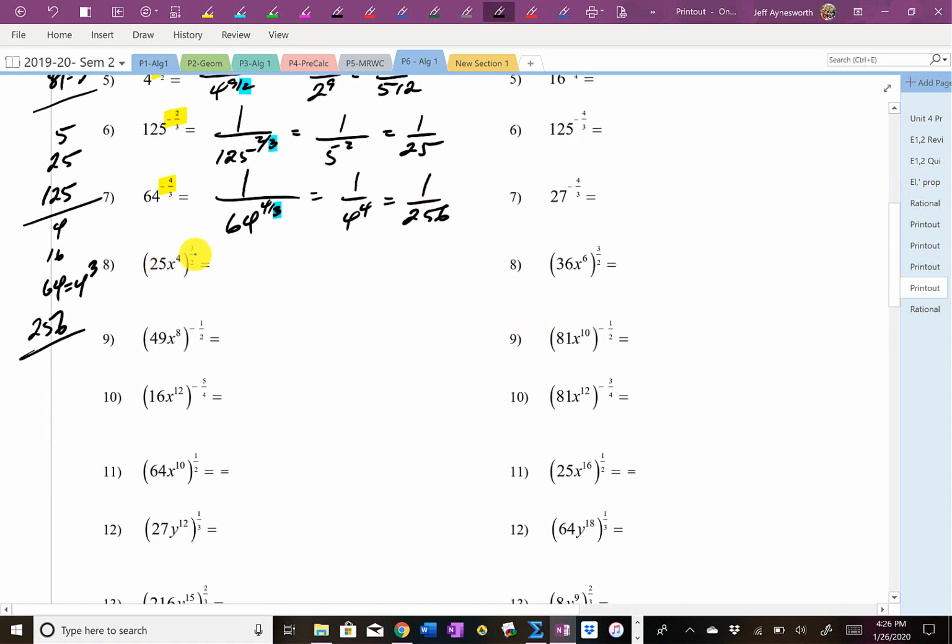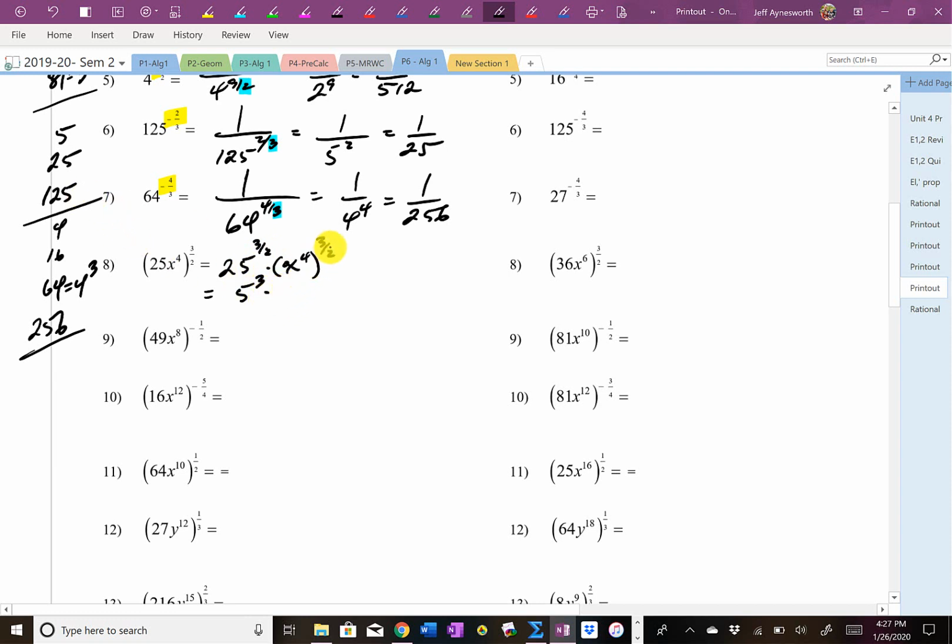On number 8, we got to raise both of these to the 3/2 power. So take 25 to the 3/2 times x to the 4th to the 3/2 power. You got to raise them both to the 3/2 power. So on the first one here, 25 to the 3/2, I got to take the square root of 25 first, which is 5, and then I got to cube it, and that'll become 125 here in a minute.